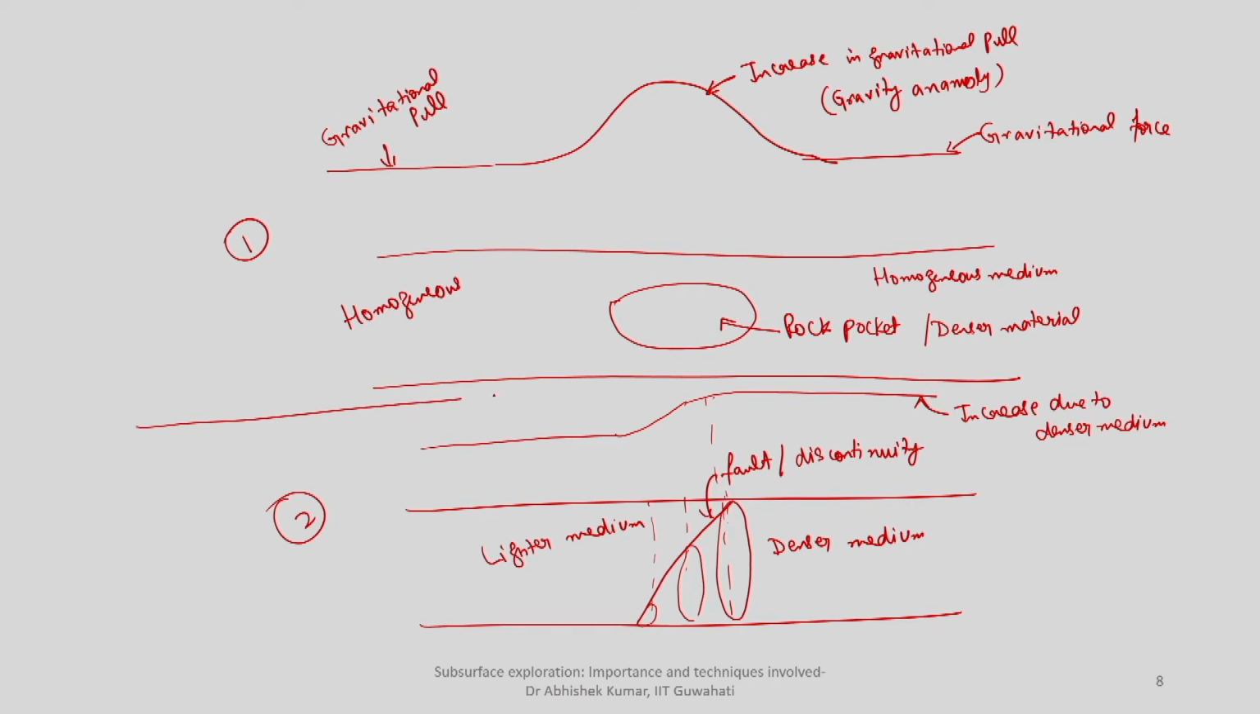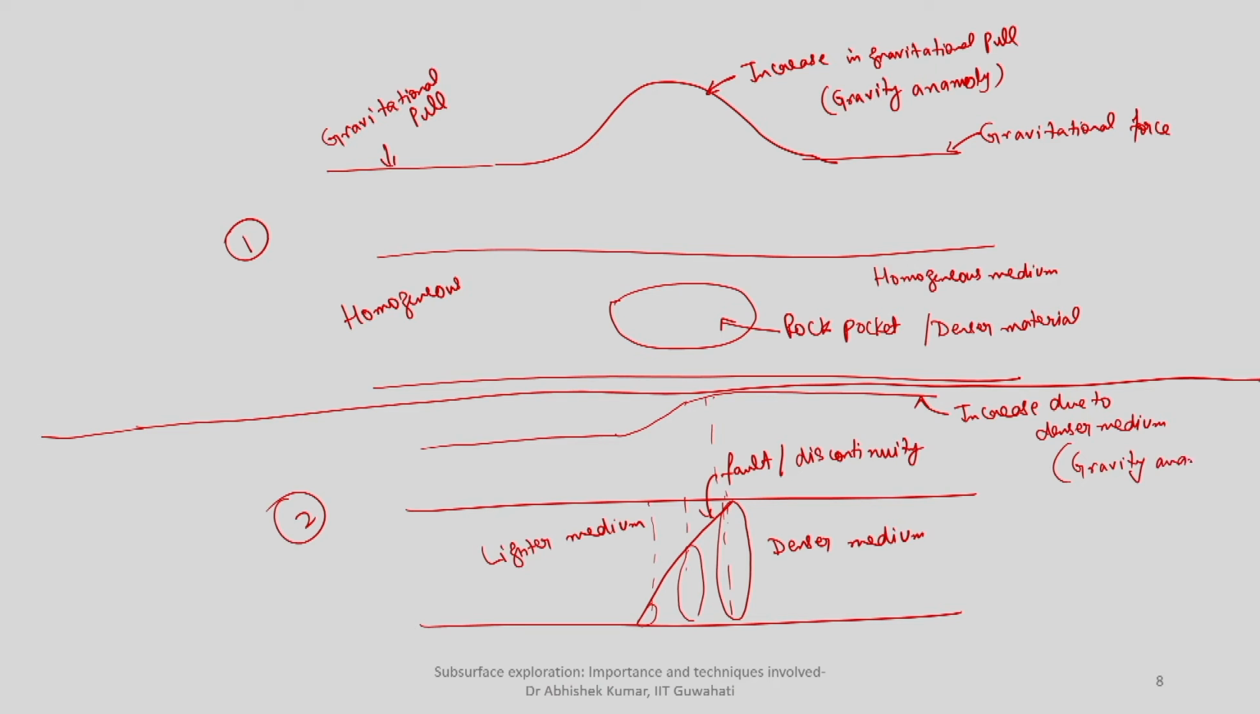We can differentiate them also. One case study above this line is possibly an indication of a rock pocket. The second case study below the line is possibly an indication of some fault or discontinuity, with the denser medium on the other side. And this kind of anomaly, whatever you are seeing here based on what you identify, again can be called gravity anomaly.